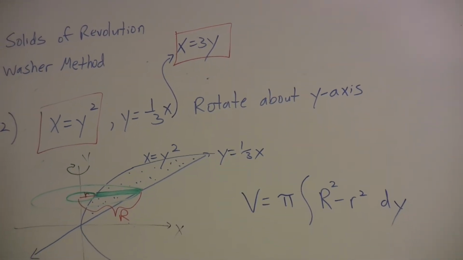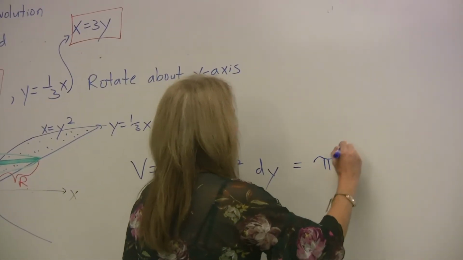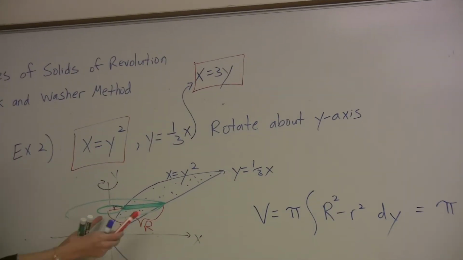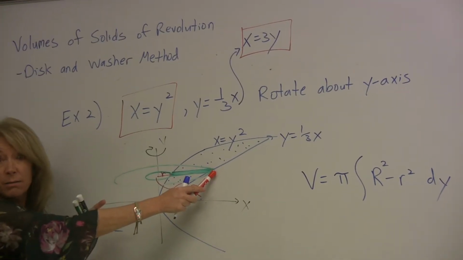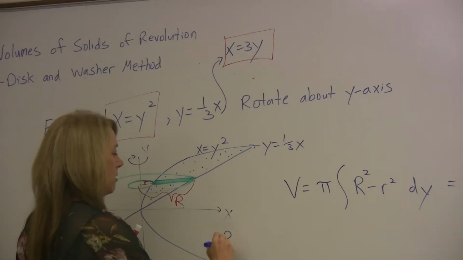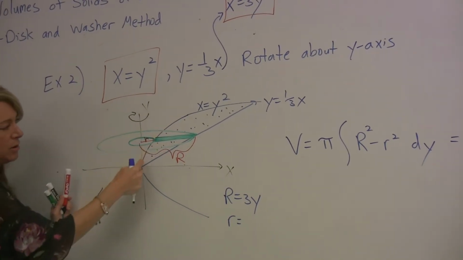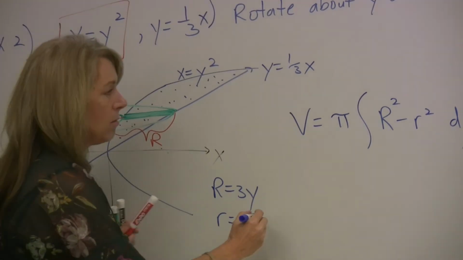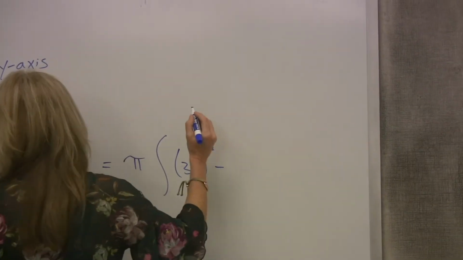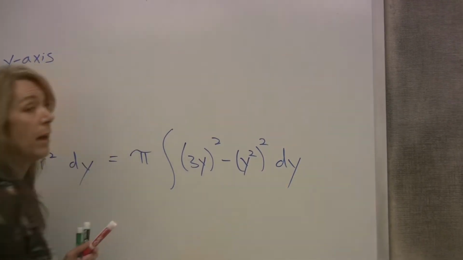So I'm going to find the bounds here in a minute. By solving those for x, I can at least write out what this part looks like. What is capital R? 3y, the distance to this function, which is the line, and the line is 3y. So capital R, let me write it right here. Capital R is that function, and little r is the distance to this function, which is the parabola, which is y squared. So I'm going to have 3y squared minus y squared squared dy.